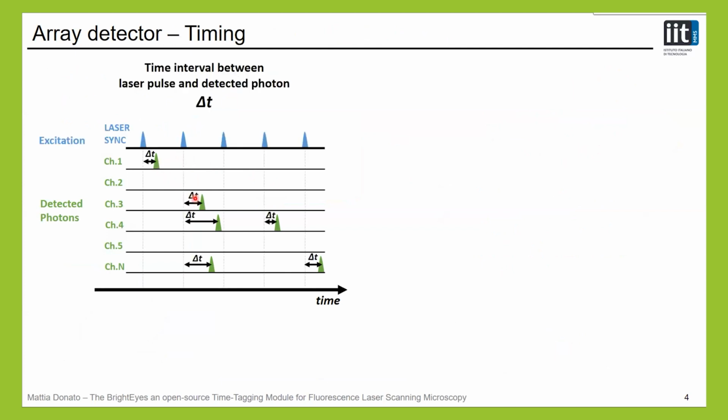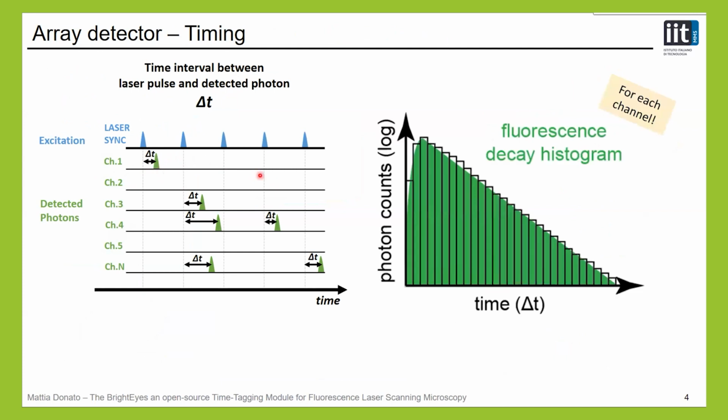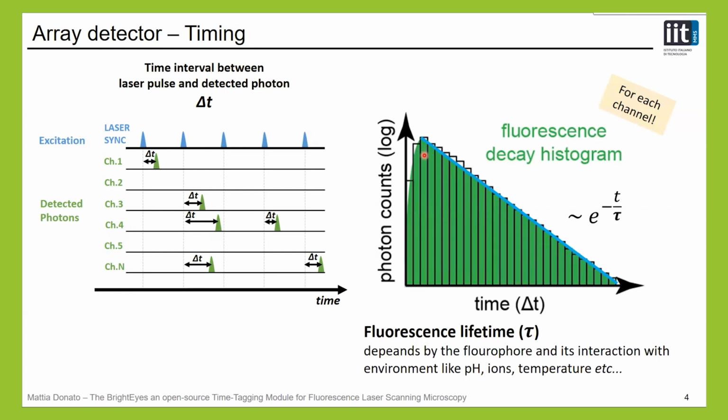Why is time important? The time is important because in fluorescence microscopy it is important to measure the delta time between the excitation laser and the incoming photon. If you make a histogram of the time intervals, you will obtain the so-called fluorescence decay histogram. That's important because with it you can estimate the characteristic time, the so-called fluorescence lifetime, that depends on the fluorophore itself and its interaction with the local environment, so the pH, the ions, and the temperature. Essentially, the fluorophore becomes a probe inside your sample.